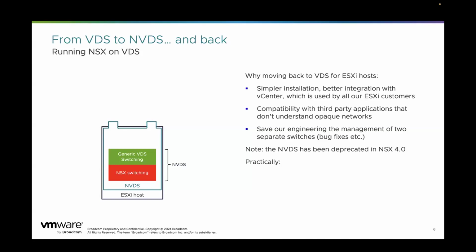Compatibility with third-party applications was also an issue. I talked earlier about this opaque network and the way our virtual switch and NVDS were leveraging those new APIs that were independent from ESX. Fact is, the vast majority of third-party developers didn't take this kind of model, those APIs, into account.